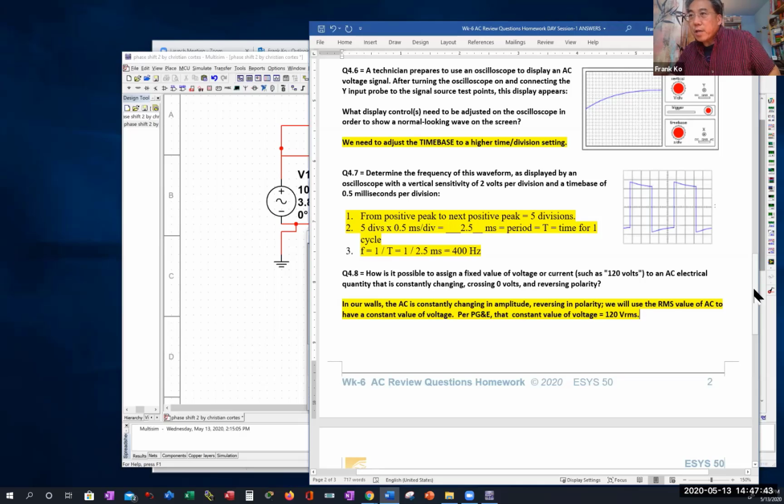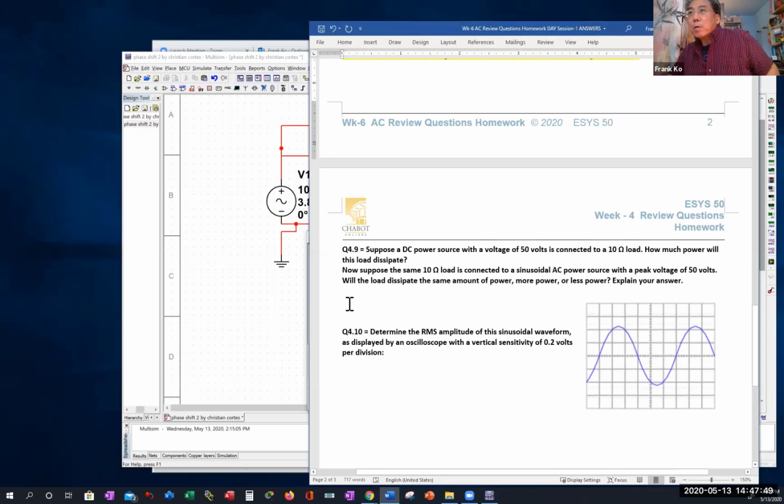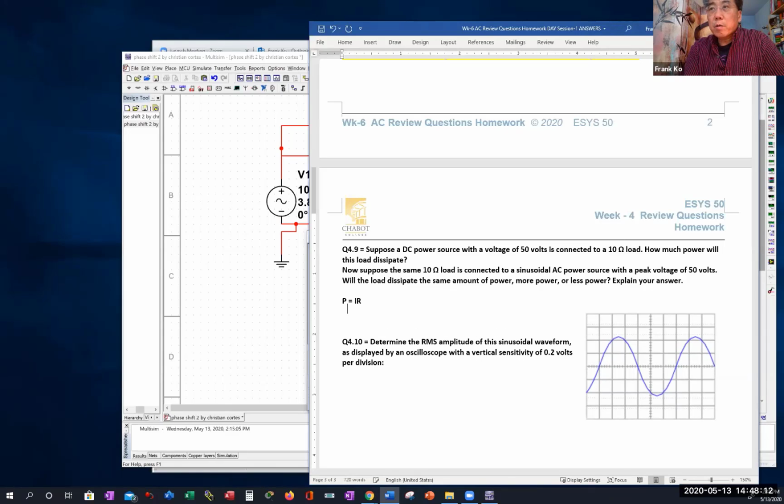Everybody okay with that answer to that question? Next, it says here, suppose a DC power source of 50 volts is connected to a 10 ohm load. How much power will this load dissipate? Well, if you remember, P is equal to IV. That's one formula. And P is also equal to V squared over R. And there's another formula also, if you look at your little cards.